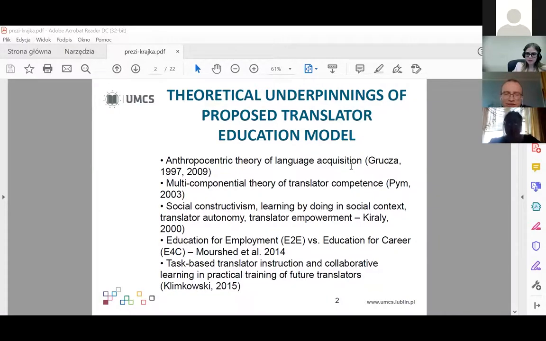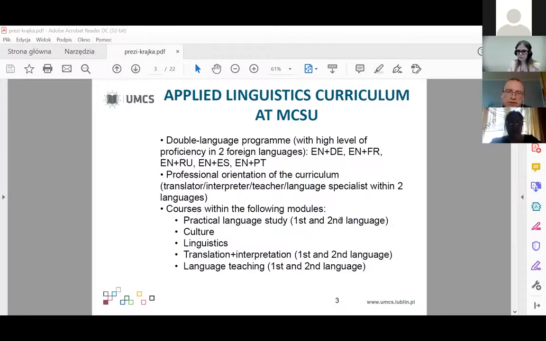all those concepts that are established in language acquisition, such as social constructivism, learning by doing, learner autonomy, learner empowerment, we tried also to implement them in the translator education context. And we strongly believe that translator education should take place in the task-based approach and in the collaborative learning approach. And I will show you how we do that at Maria Curie Skłodowska University at the Applied Linguistics Department.